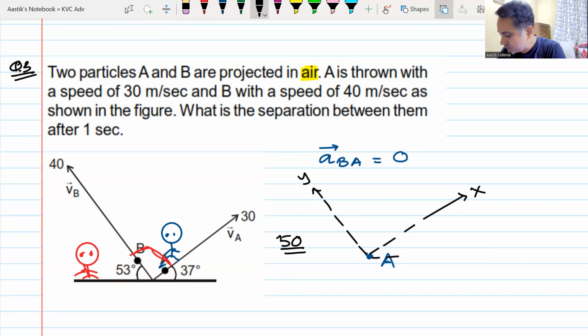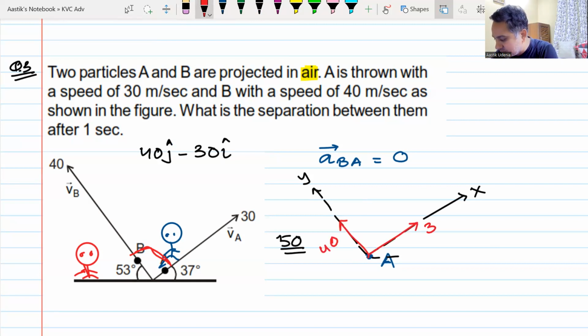40J minus 30I is the velocity of B with respect to A. Because, my dear friend, now B is moving like this with 40 meters per second, and A is moving like this with 30 meters per second. I've just changed the axis so that the question does not look very complicated. Do we understand this? Yes, sir.